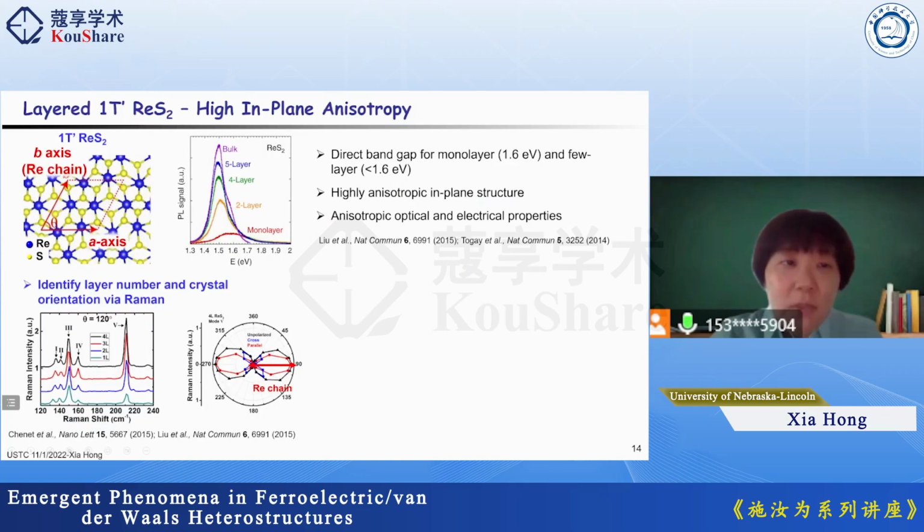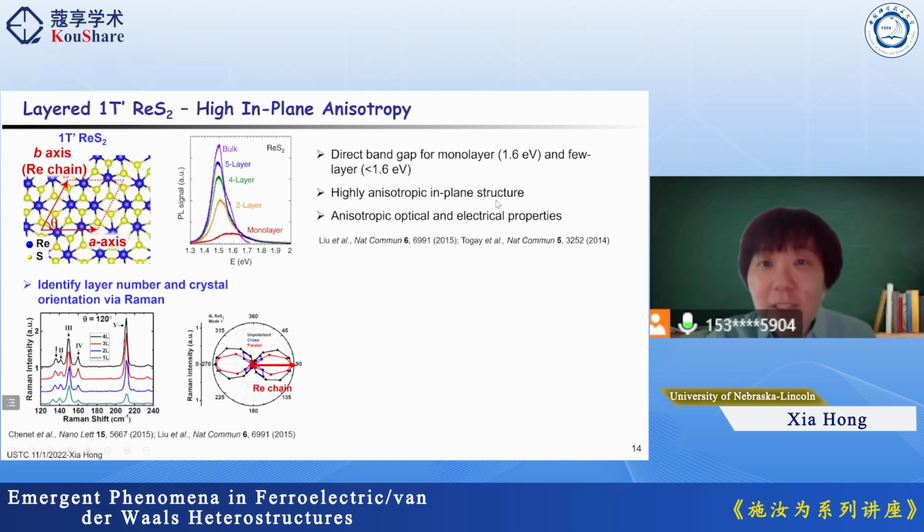So now I want to change gear and apply this approach to explore the intrinsic transport anisotropy in another material, rhenium disulfide. This material has attracted lots of research interest because it can be a direct bandgap semiconductor even in the few layer. And previously, its anisotropic in-plane structure actually is reflected in the highly anisotropic optical measurements. The question is, how would this structural anisotropy affect the transport properties, which is relatively unknown.